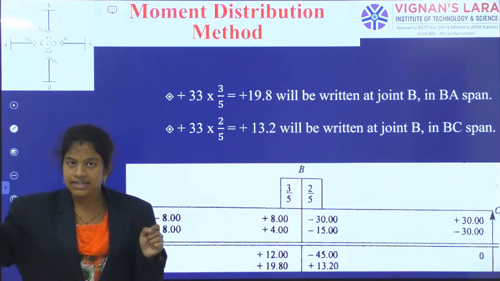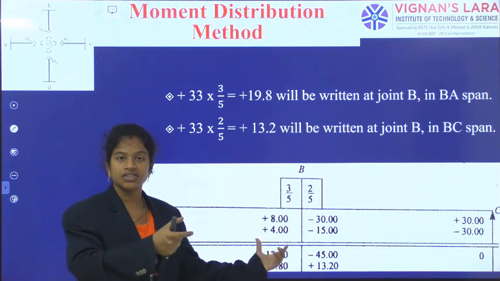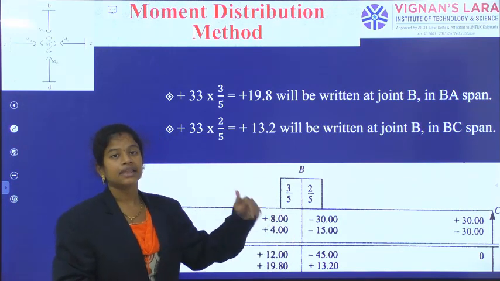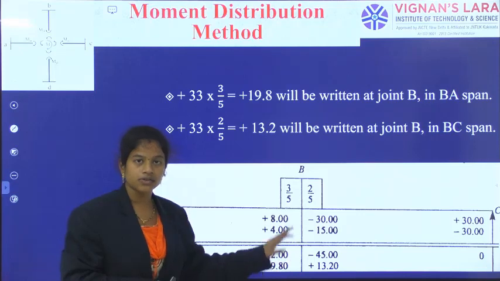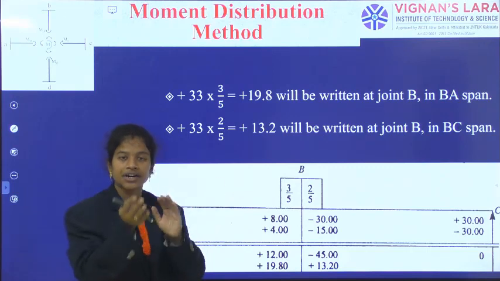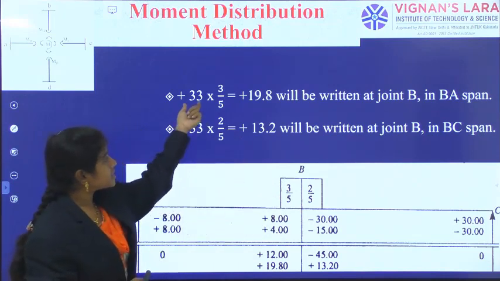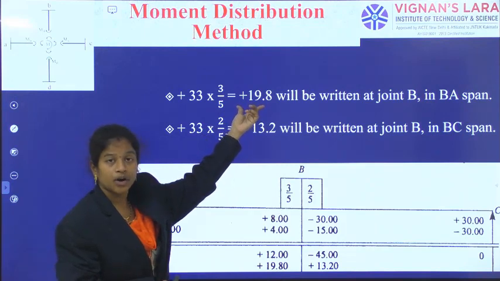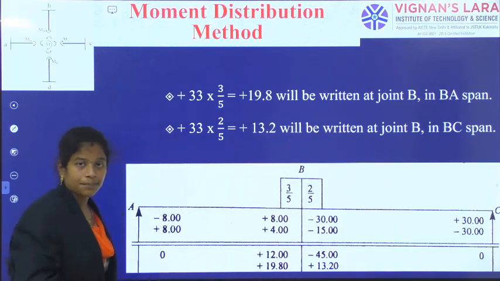That rough answer should be multiplied with minus, because these summations have given some unbalanced force. With the opposite sign only I can balance. So the unbalanced force I have got, and to balance it, the same quantity in the reverse sign convention I should add. In that quantity also, some will come this way, some will come this way. So that value of unbalancing converted into balancing should be multiplied with the corresponding distribution factor. So plus 33 into the corresponding distribution factor for this span, 3 by 5, and I have got plus 19.8. So this plus 19.8 will be written at the joint for the span B towards A.